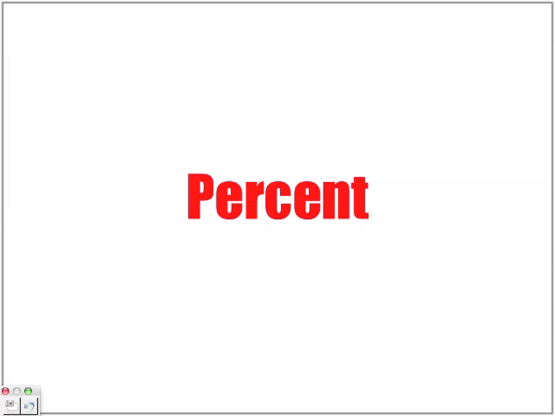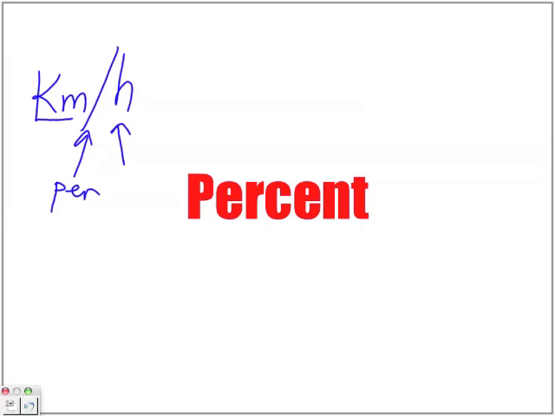Here we have the word percent. Now, some people kind of get worried about the word percent. Anyone heard of the expression kilometers per hour? What does the symbol for kilometers per hour look like? km/h. So, kilometers, this slash represents per, and then obviously hour. So think of the word per cent.